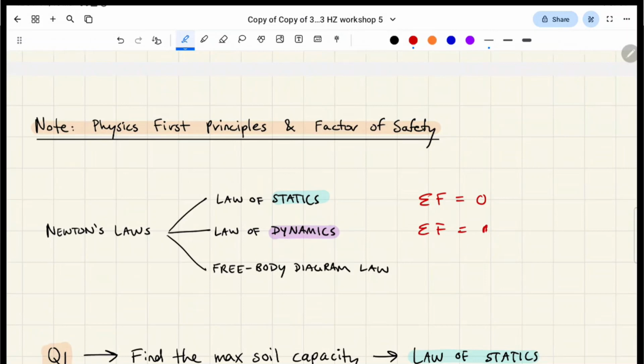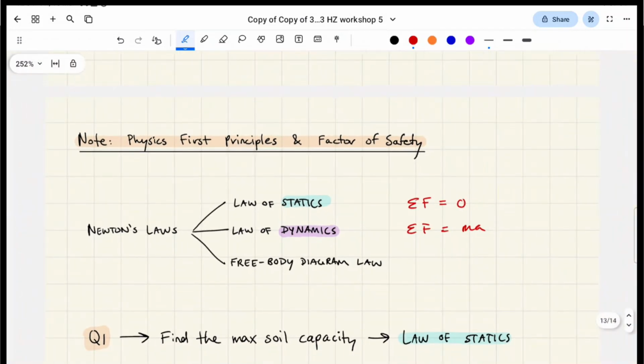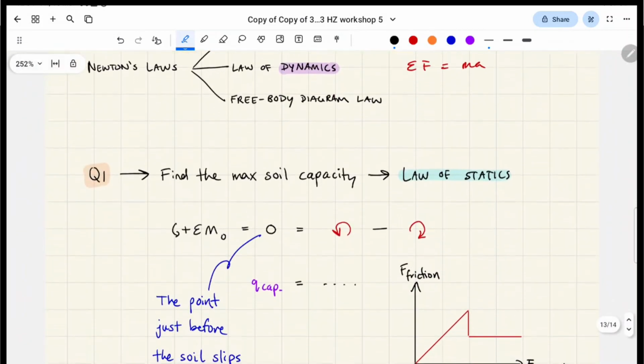Sum of the forces is equal to MA. This is what mechanical engineers, aerospace engineers, whatever, use a lot. It's where things are moving and you want to calculate its acceleration or whatever. Right? Free body diagram law, that's when you're looking at all the forces on a free body diagram. Those are Newton's laws as a refresher, right?